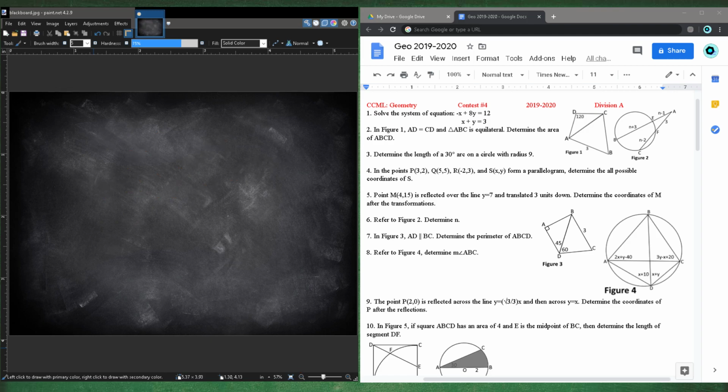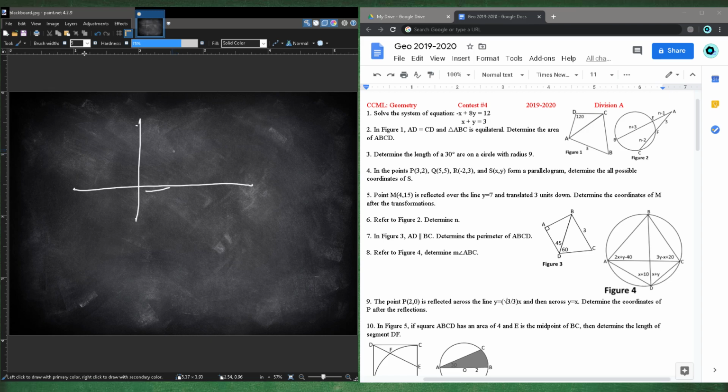So if you see something like this where you have to find the fourth coordinate, there are usually always three possible answers, unless there's some domain restrictions. Okay, number 5. Point M (4, 15) is reflected over line y equals x and translated 3 units down. Okay, to find the new coordinate, right?